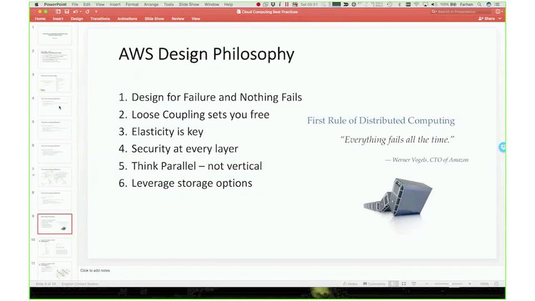The sixth point from the design philosophy is that leverage different sources of storage options so that you can make use of all sorts of storage to embed in your backup policies, in your storage policies, in your machine provisioning policies as well. So this ends the first section of the presentation, which is the cloud computing difference from the paper. Any questions till now? Then we will focus on the second section of the paper.